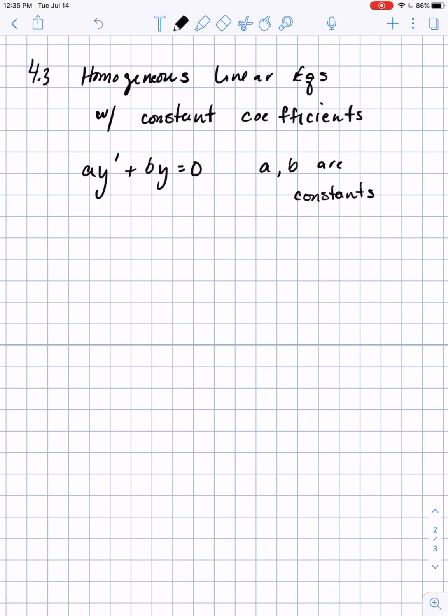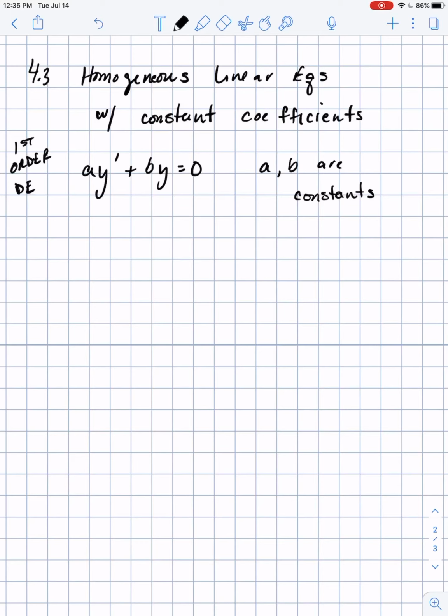All right, so 4-3, homogeneous linear equations with constant coefficients. We're going to start off with a first order differential equation in this form, right?